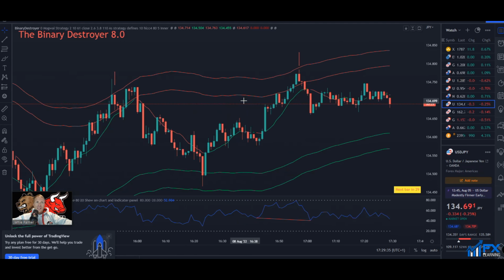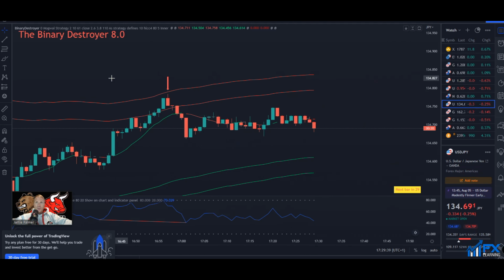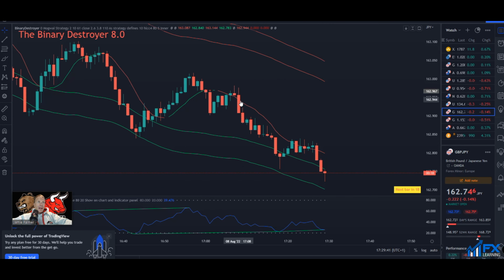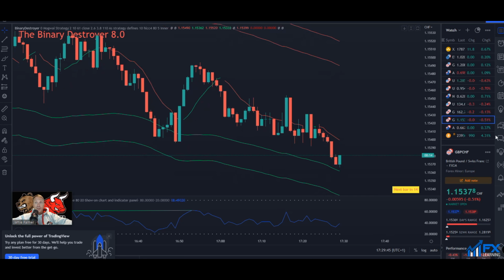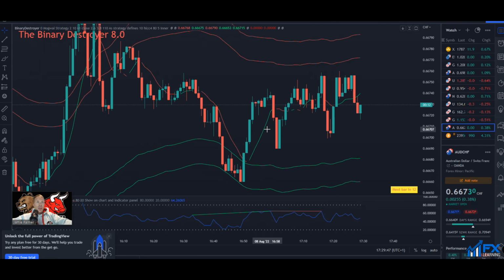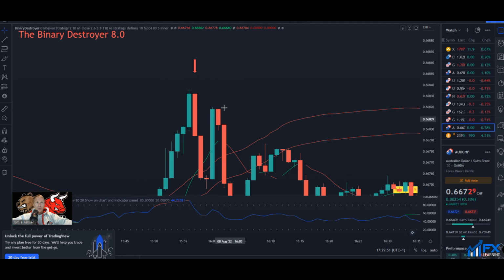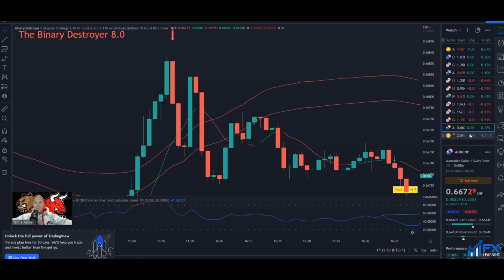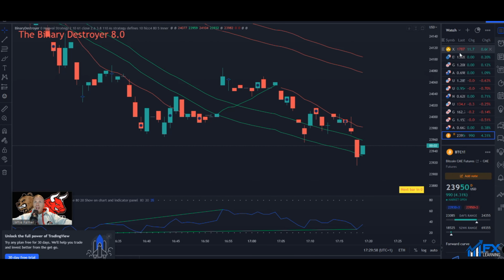USDJPY, we had a nice little sell. We had a nice little back-to-back sell, actually. Nice little sell there. Nice little sell there. And GBPJPY, nothing really on GBPJPY. GBPCHF, nothing on that one. AUDCHF, and a nice little sell at the top there. See here? Nice little sell just there. And the final one is Bitcoin. What have I got Bitcoin on my chart for? Like, I don't trade Bitcoin.